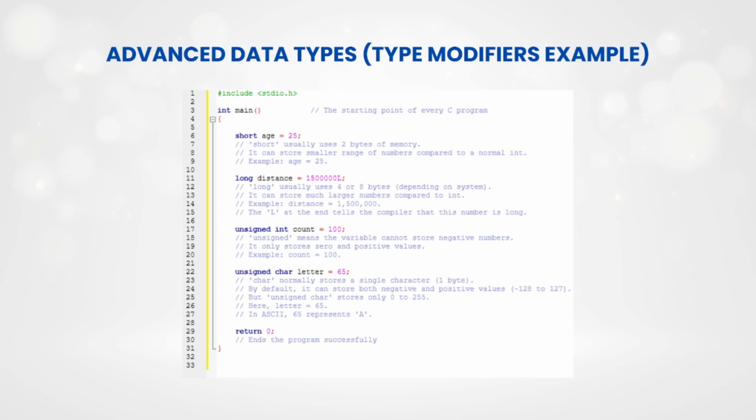It only stores 0 and positive values. So for example, count is 100. Next, we have unsigned char letter, which has a value of 65. Char normally stores a single character, one byte. By default, it can store both negative and positive values, but unsigned char only stores 0 to 255. Here, letter is 65, and in ASCII, 65 represents A.